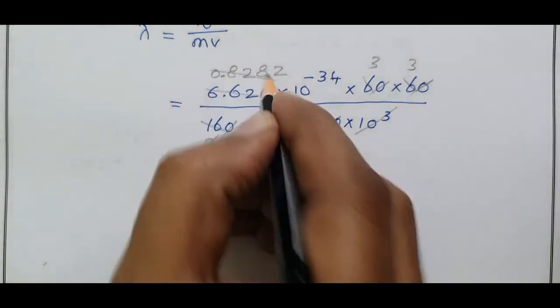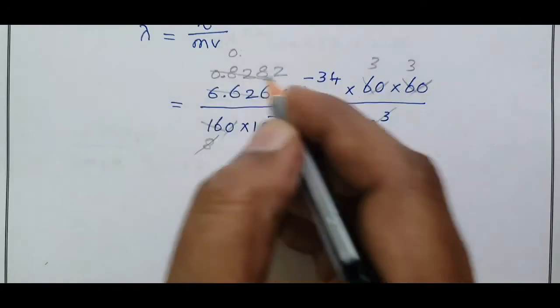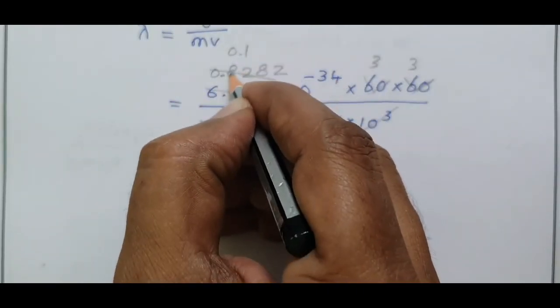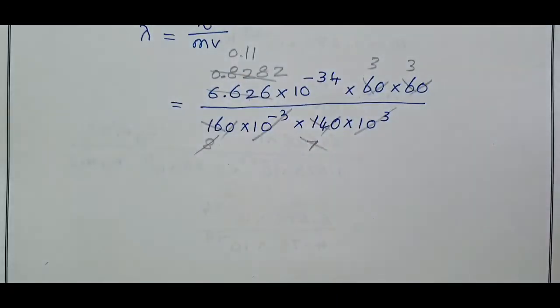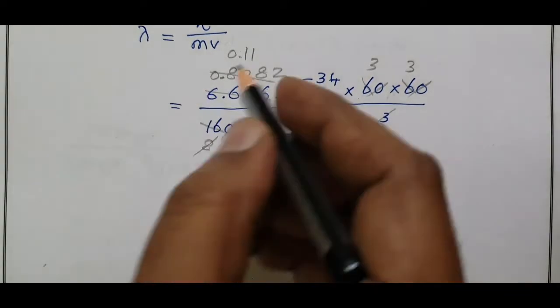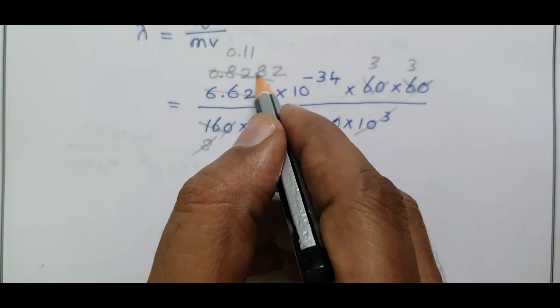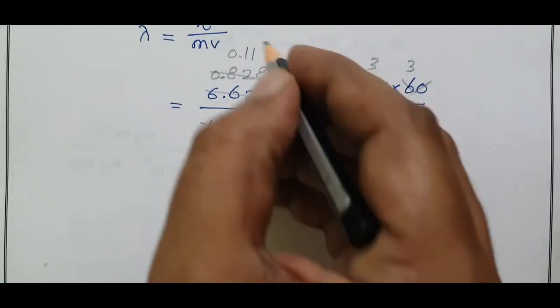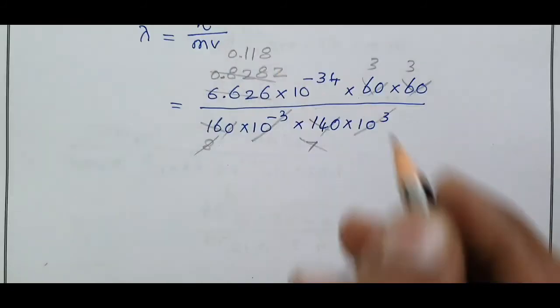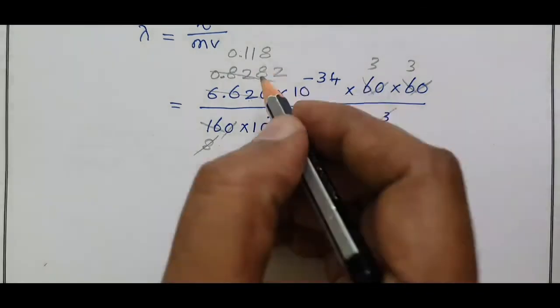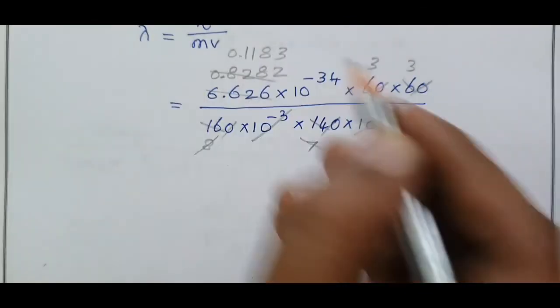1 7 is 7, 0.1 7 is 7, remaining 1, 12, 1 7 is 7. So remaining 5, 2 7s are 14, remaining 55, 58. Then 8 7s are 56, remaining 2, 21, 3 7s are 21.